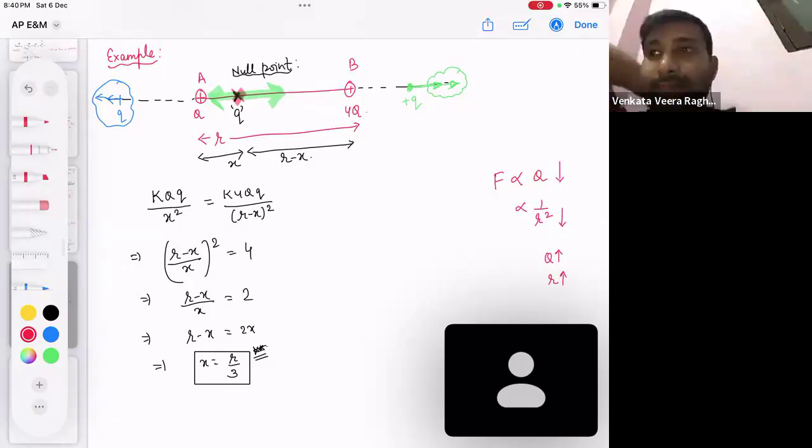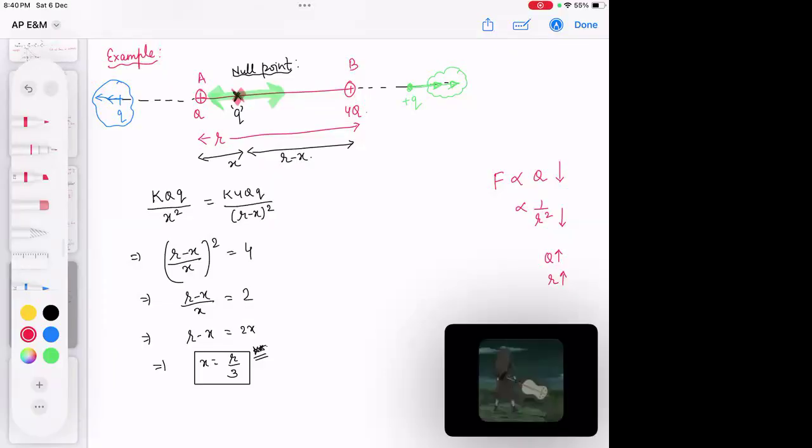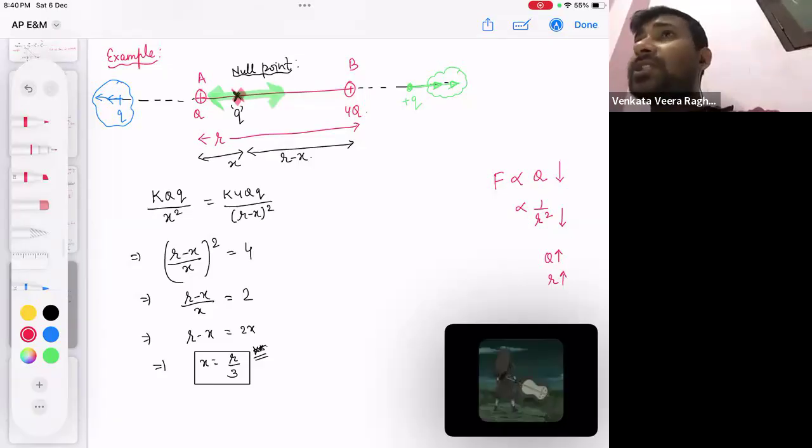Is that clear? So one is the mathematical way to understand that we got that point near the smaller charge, R by 3, and another one is the logical way. Force is proportional to charge but inversely proportional to distance square. So if you keep the charge small, you have to keep the distance also small, so that the effect of a small charge at a small distance will be nullified by a bigger charge at a bigger distance away. Clear?